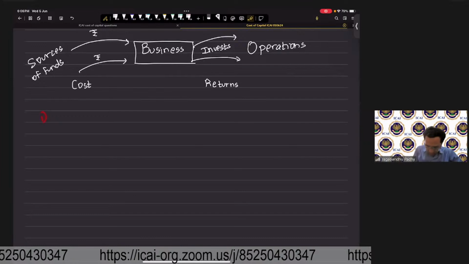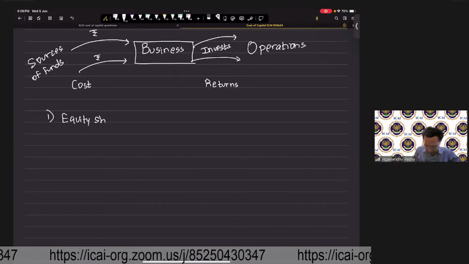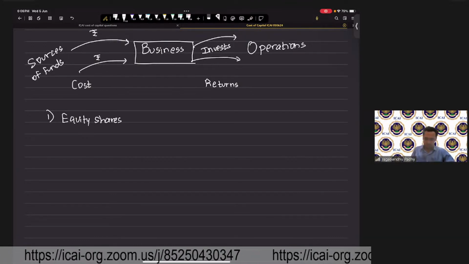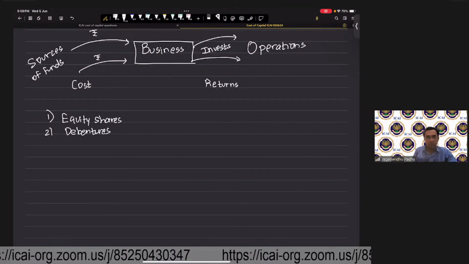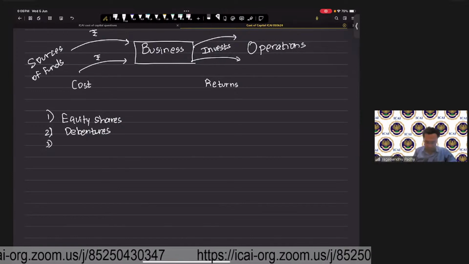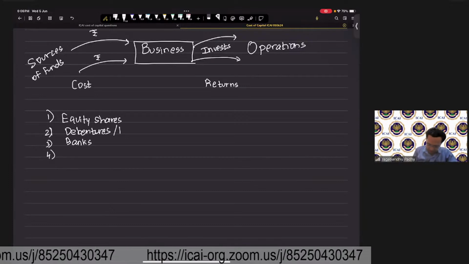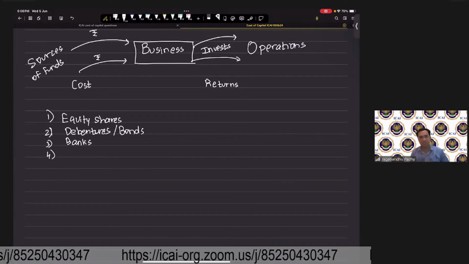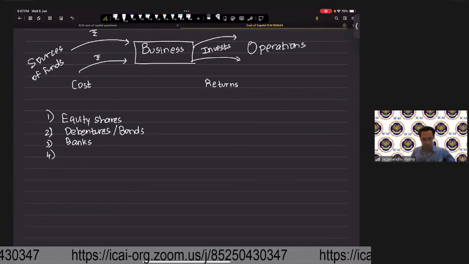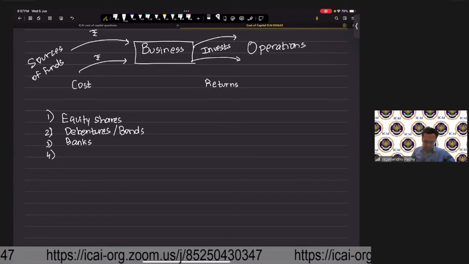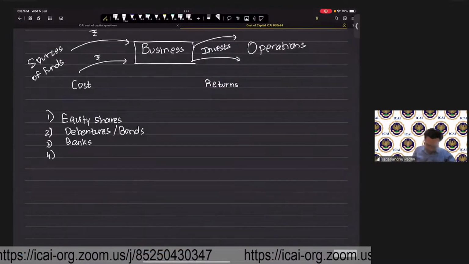Okay, I have answers coming in: equity shares, fine. Then debentures. Then we have money coming in from banks. Someone is saying bonds. Debentures or bonds, as of now you can use them interchangeably. They are not the same, we'll discuss that sometime later, but you can say both of them are debt. Then equity shares, debentures or bonds, banks, or you can also have it from preference shares. Perfect.